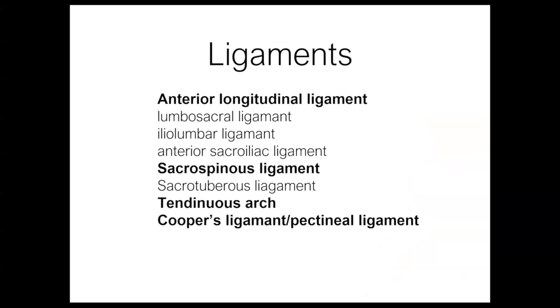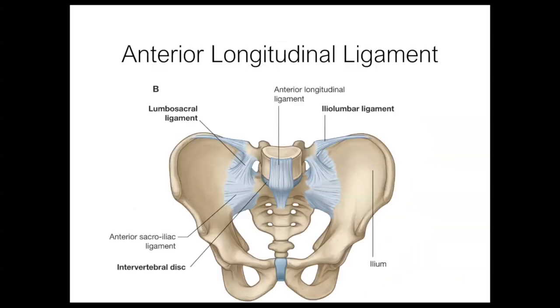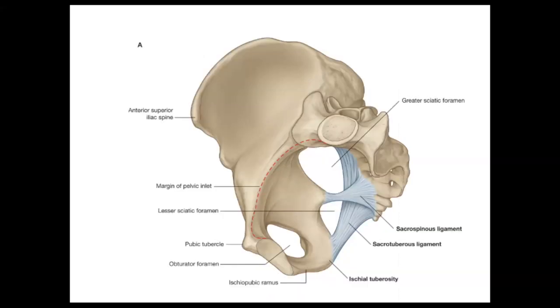We may be able to look at the sacrospinous ligament if you're doing vaginal surgery. From the laparoscopy, it may not be very clear. Sacrotuberous, no. Tendinous arch, yes. Cooper's ligament, yes, if you're going to do vertical suspensions. Now, these are the ligaments of the pelvis. This is the anterior longitudinal ligament, the ligament that is very useful to know when you're doing sacrocolpopexy. The other ligaments are not that important in laparoscopic surgery.